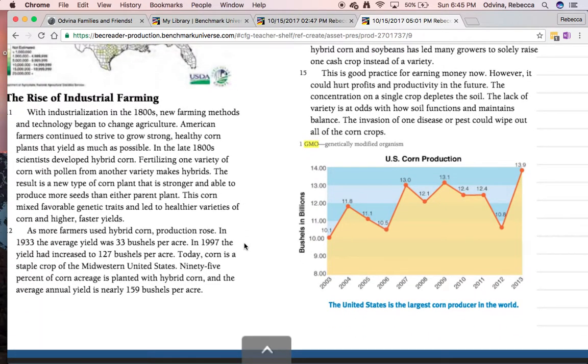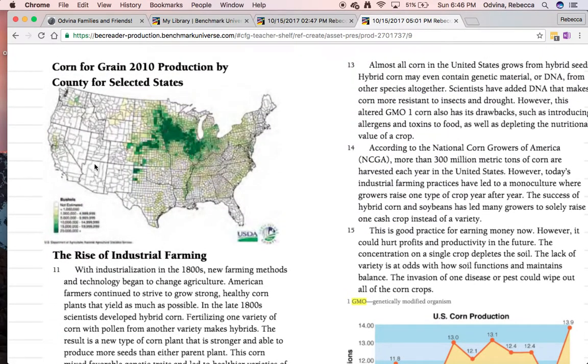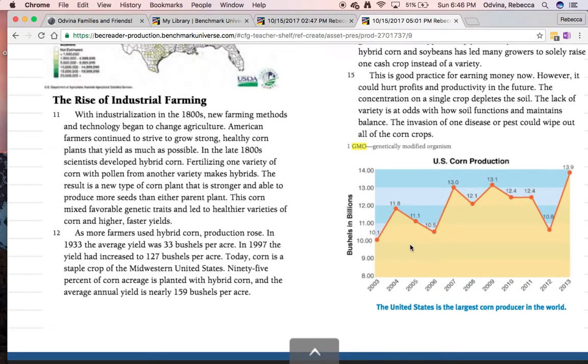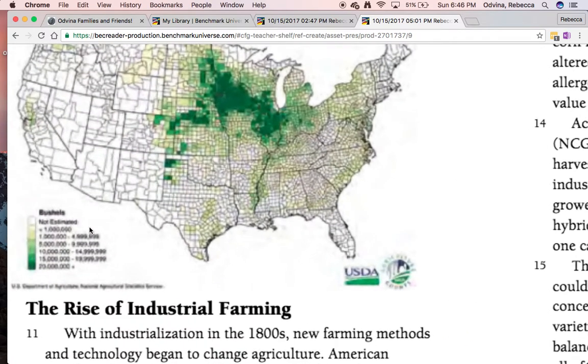Okay, boys and girls. Now, before you move on from paragraphs 11 through 15, I want you to take a moment and really look at this map and this graph. What is it trying to tell you? So over here, it's the bushels, not estimated, 1 million, 1,500,000 to 4 million. So this is telling you how many bushels is being grown in each area. So the darker the green, the more bushels.